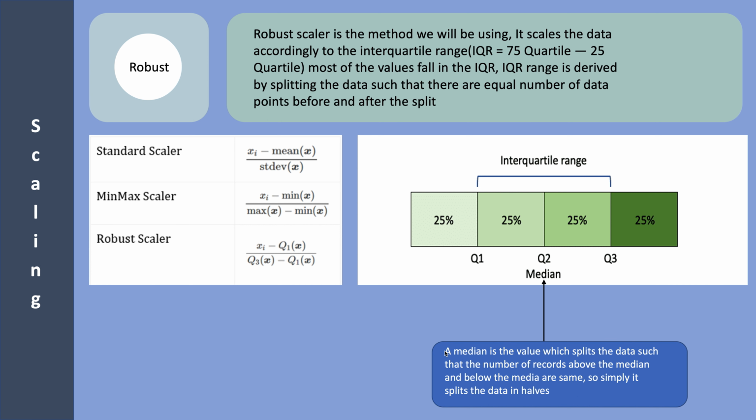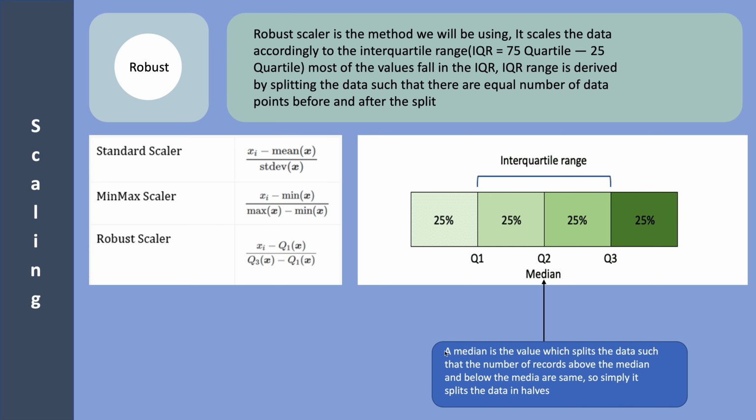So it subtracts every value by Q1, which is the 25th percent value in the ascending data, then divides it by the difference between the 75th percent value and the 25th percent value. So x minus quartile 1, divided by quartile 3 minus quartile 1.